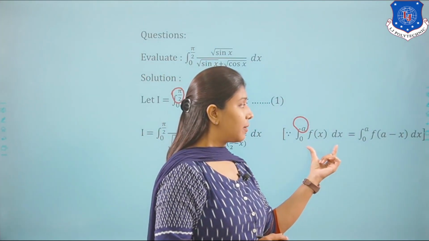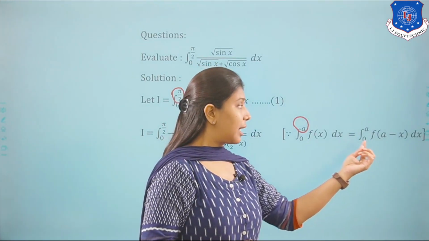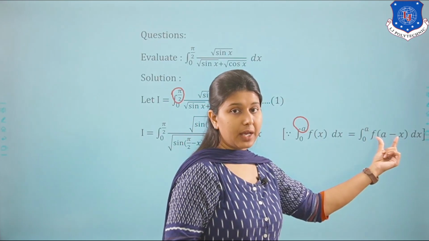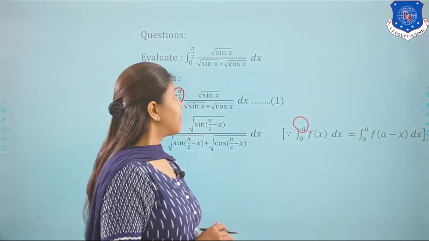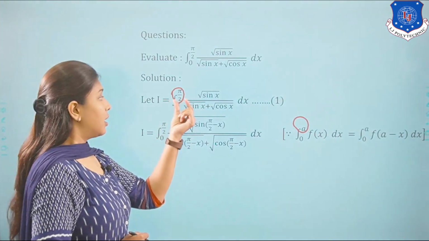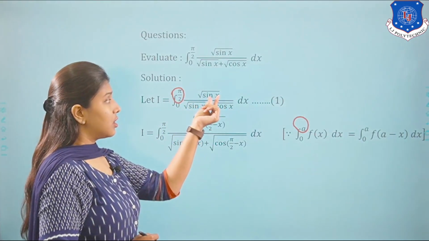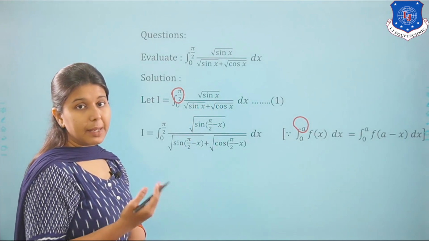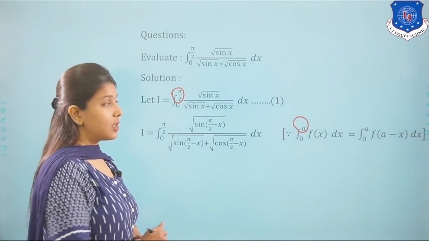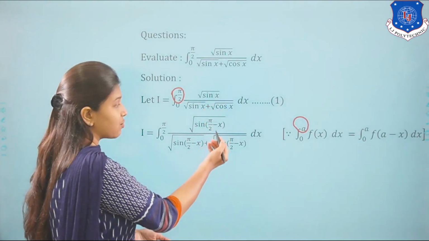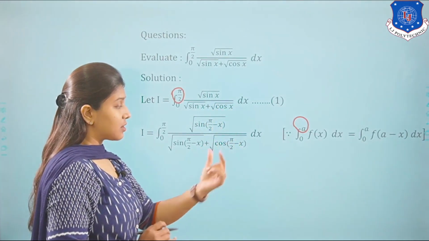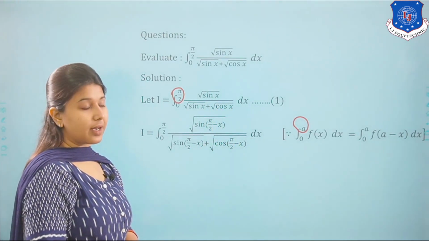Using this formula, you need to know that your x should be replaced by a minus x. The value of a is pi by 2 here, and in your question the x will be replaced by pi by 2 minus x. So sine x is replaced by sine of pi by 2 minus x, and cos x will be replaced by cos of pi by 2 minus x.